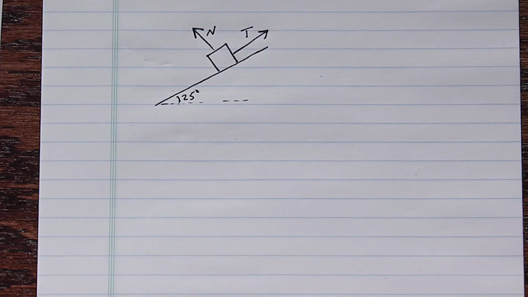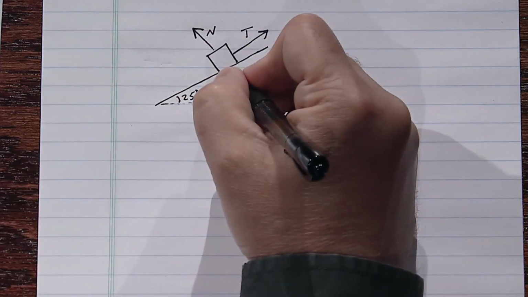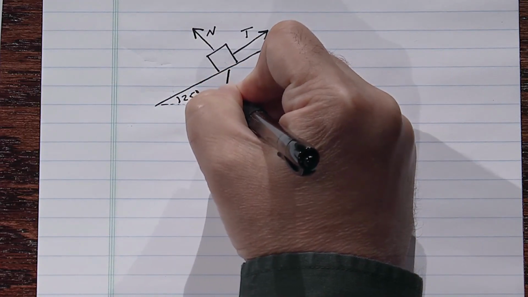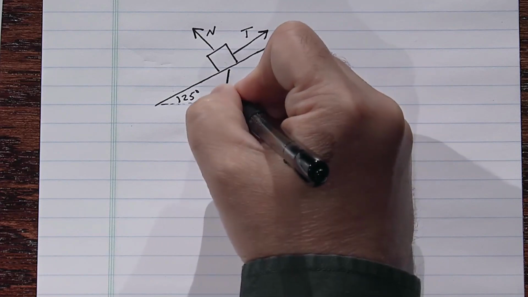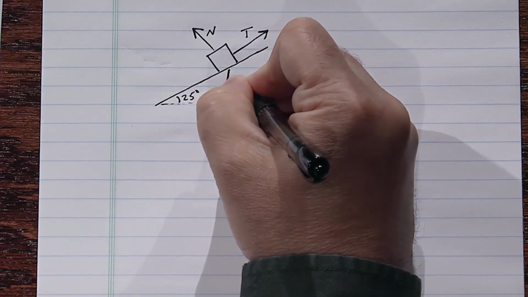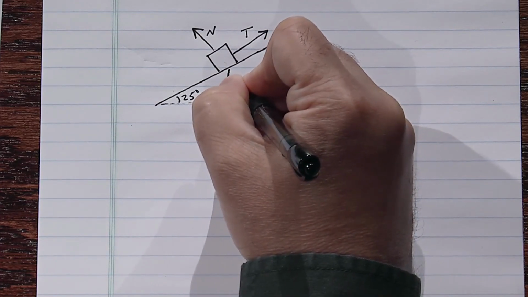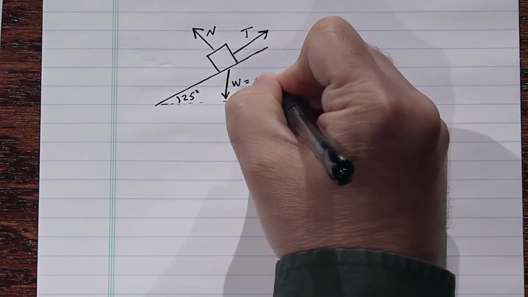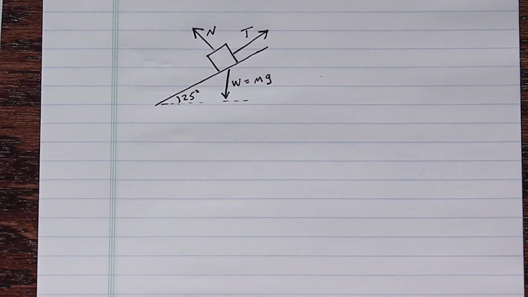And finally, what other force do we have on the box? We have the box's weight. What is the direction of the weight? It's straight down. So we have weight, and we know that weight is equal to mass times our gravitational field strength.